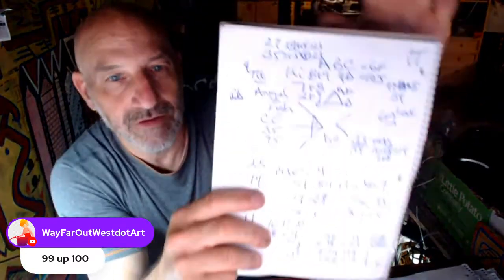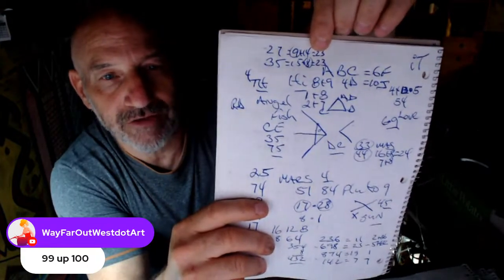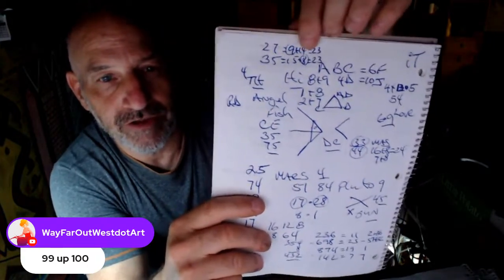Now, if you want to go to 35 and 27, 35 and 27 now creates number 23, creates 5 and 5, 8 and 9. This is what it turns into.